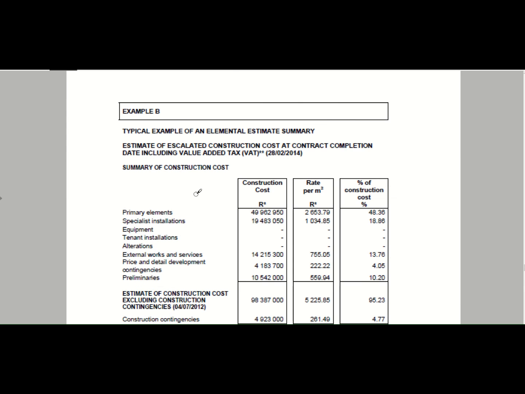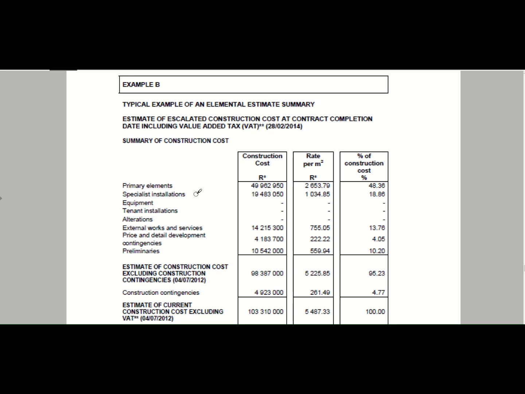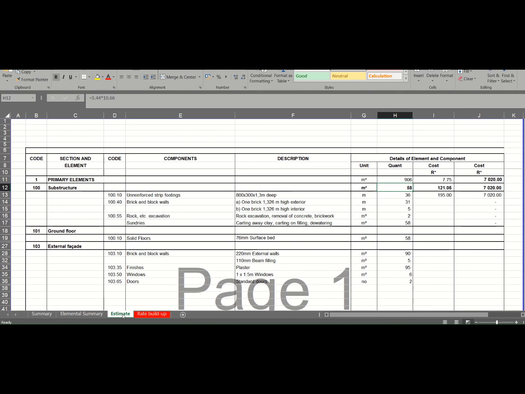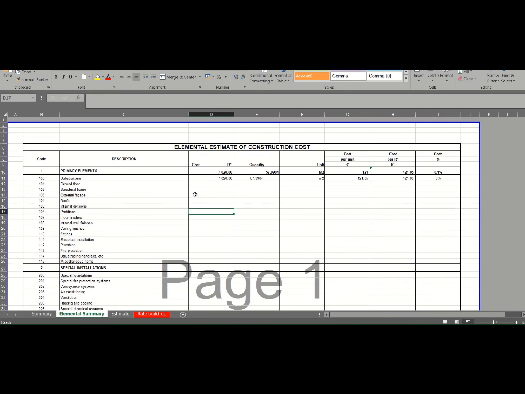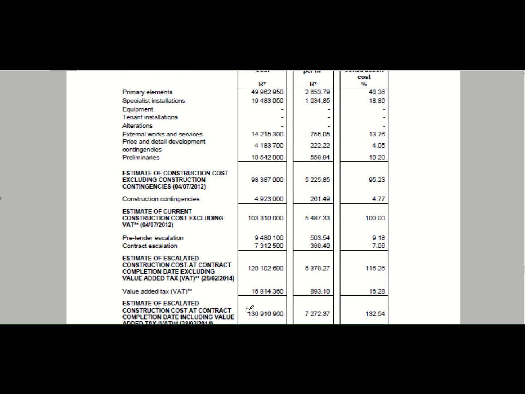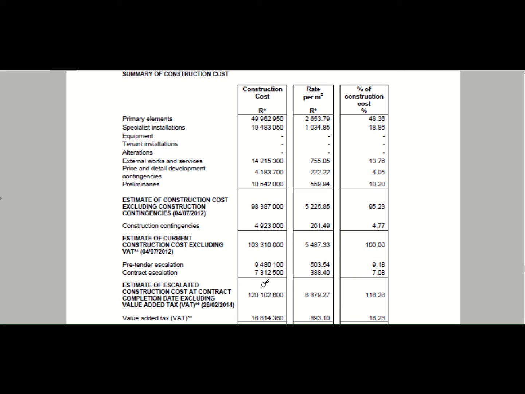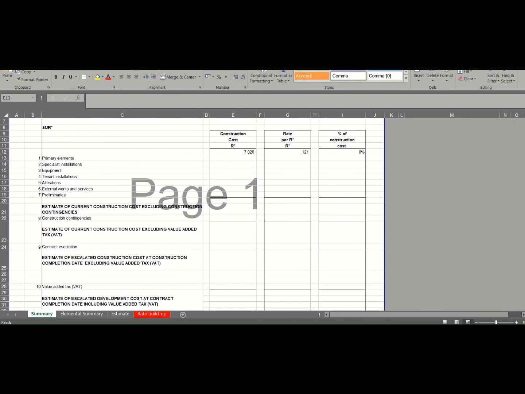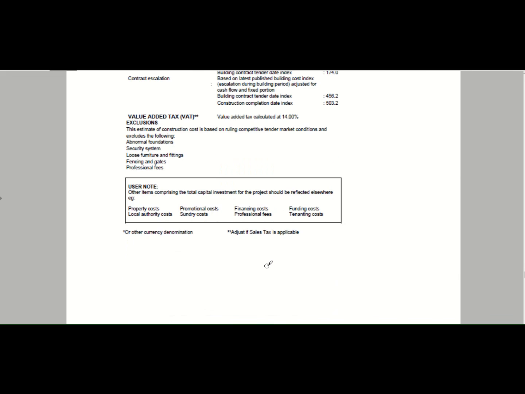Going down further. Okay, here we go. Example B, example of your elemental estimate summary, just to give you. Okay, so we're working backwards in the example. So this is your component level. Your elemental summary is here. So this is how that layout looks. Primary items, etc. And then here's your total summary of all of your elements given. Okay, so that is that.